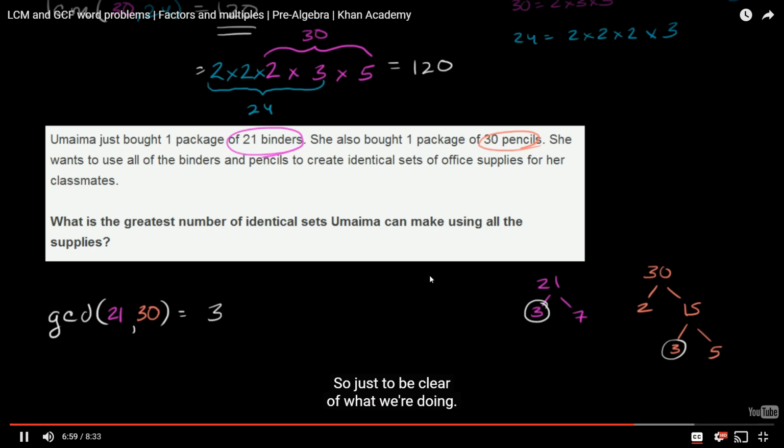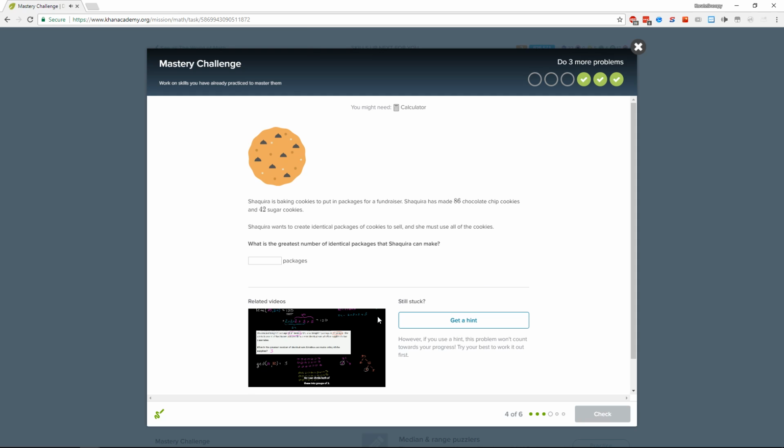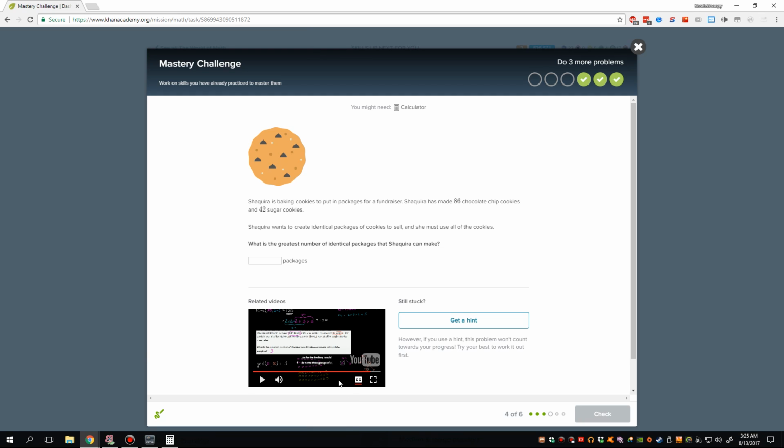Just to be clear what we're doing, we've answered the question, it's 3, but to visualize it, let's actually draw 21 binders. So that's 20, and then paste, that is 30. Now, we figured out that 3 is the largest number that divides into both of these evenly. So I can divide both of these into groups of 3. Okay, so it wants the GCD of those two.